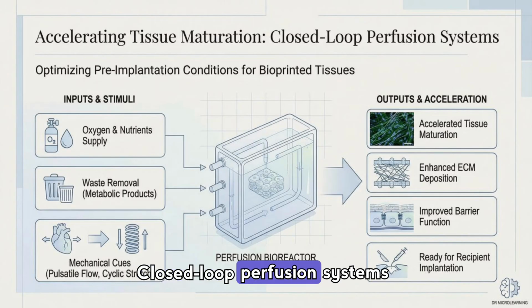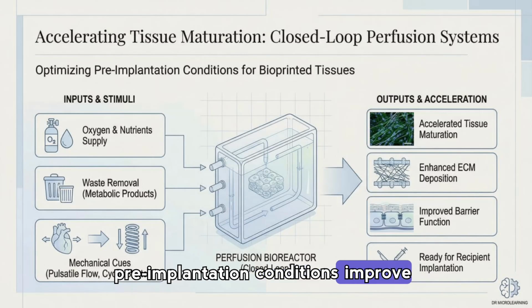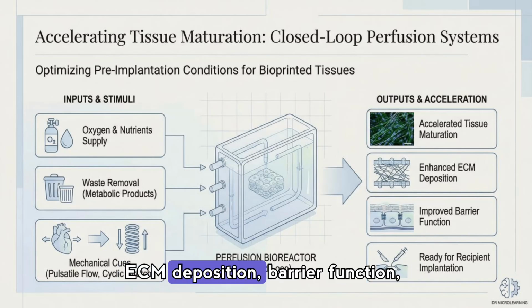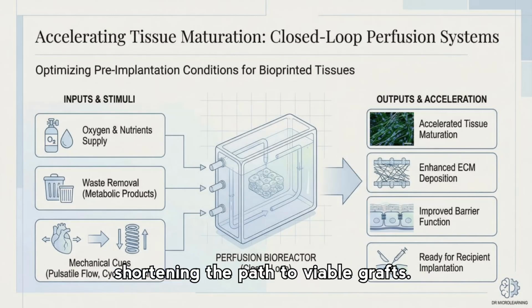Closed eddy-loop perfusion systems accelerate tissue maturation by supplying oxygen and nutrients, removing metabolic waste, and applying mechanical cues like pulsatile flow. Optimized pre-implantation conditions improve ECM deposition, barrier function, and readiness for implantation, shortening the path to viable grafts.